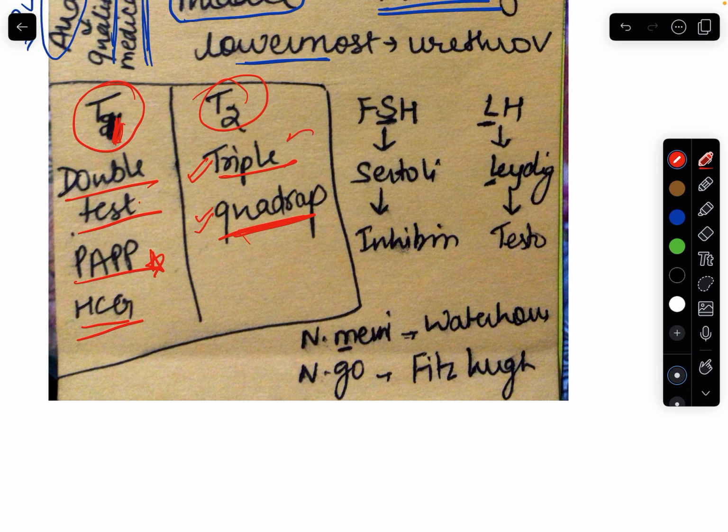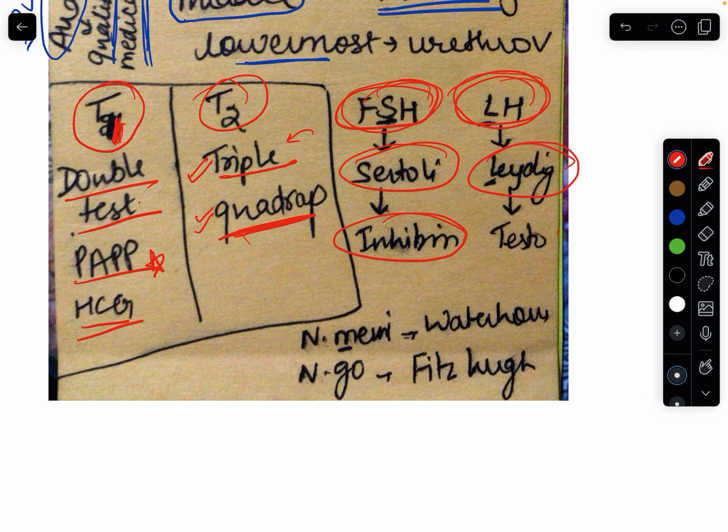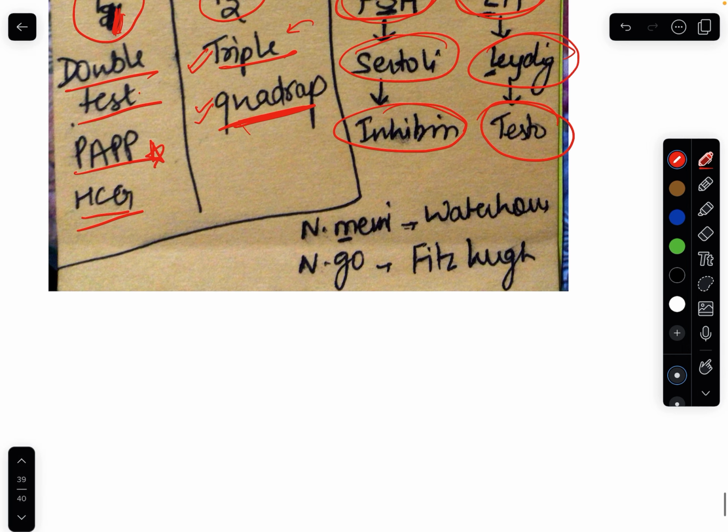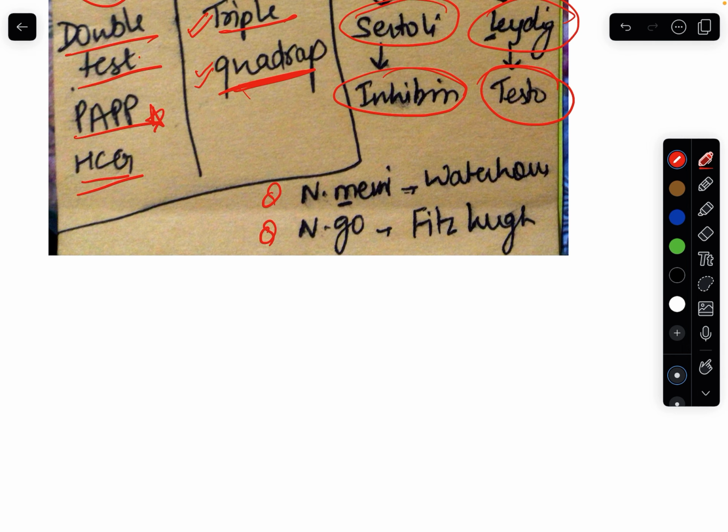Also, please remember what tests are performed in triple and which tests are in quadruple test. Like inhibin test is included in the quadruple test. Okay. Now FSH and LH, which cell? So FSH acts on Sertoli cells and it releases the inhibin, while LH acts on the Leydig cells and it releases testosterone hormone.